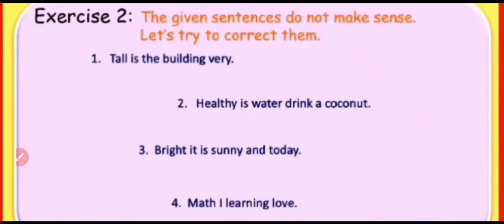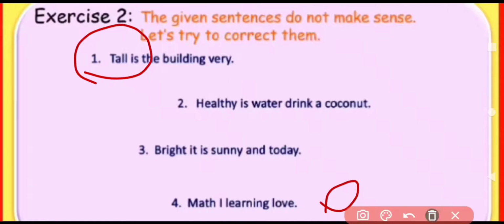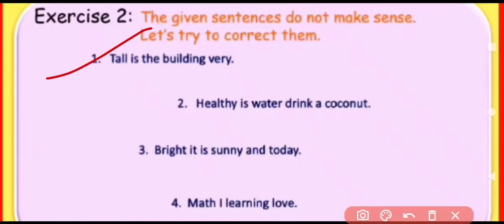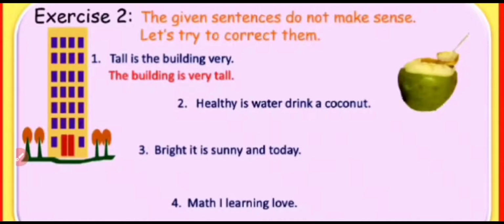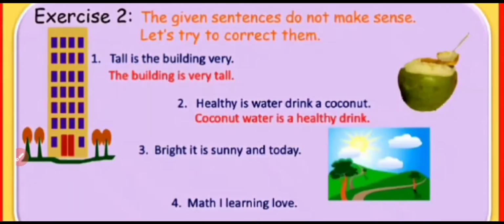Here I have an exercise. Here the given sentences do not make sense. Let's try to correct them. The first one we have here: "tall is the building very." Here it will be "The building is very tall." In the end we will use a full stop. And next, "healthy is water, drink a coconut." The sentence will be "Coconut water is a healthy drink."